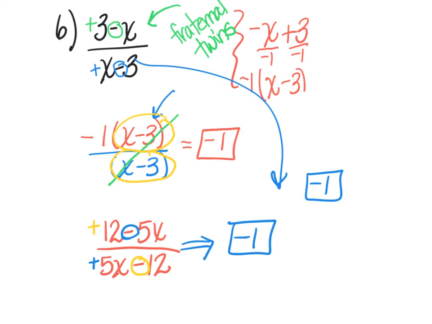So that's my little shortcut for fraternal twins. Not really a shortcut, but just a faster way to look at it. Okay, so again, when you're simplifying rational expressions, you've got to remember it is factor, then cancel.